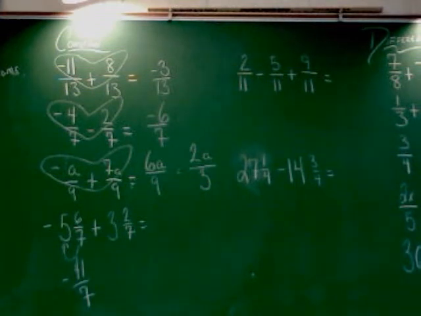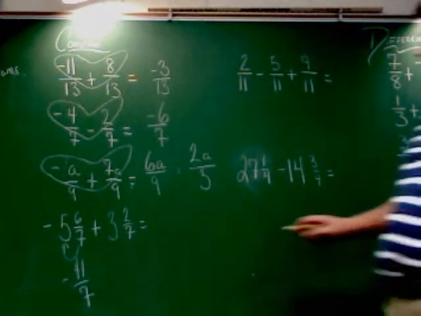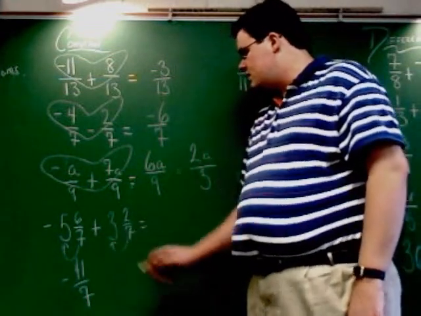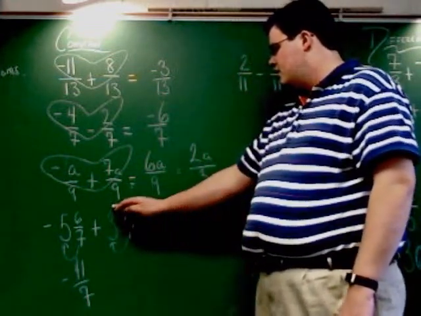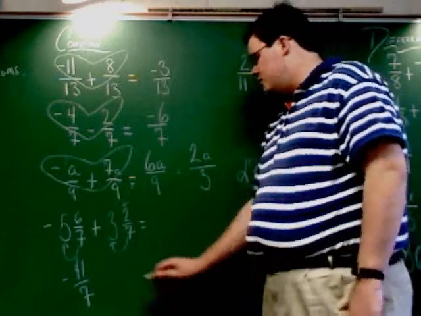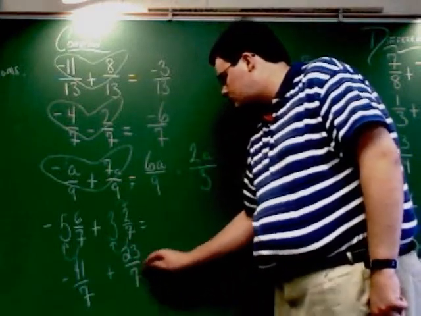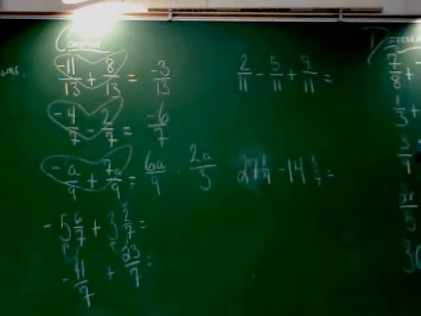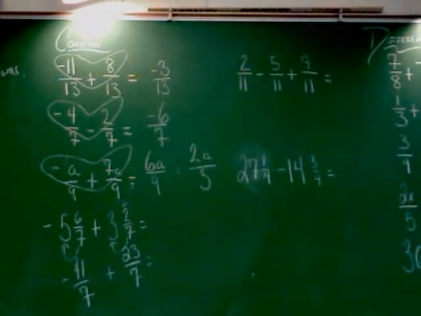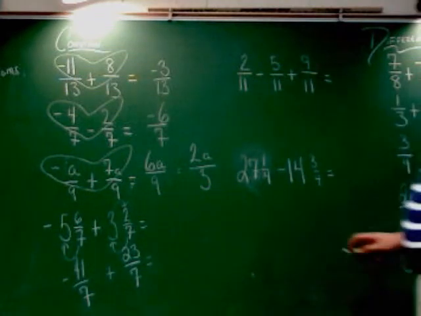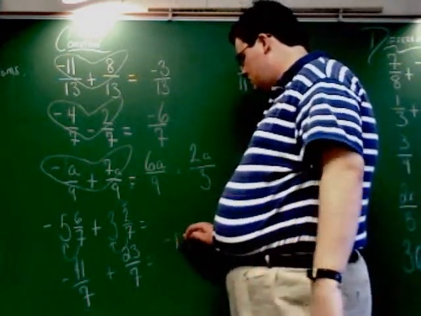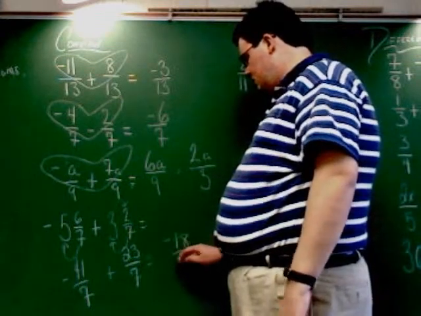As far as 3 2/7 goes, I'm going to do 7 times 3, which is 21. And then I add that 2 in, which is 23. And I've got 23/7. Negative 41/7 now plus 23/7. That's something we can deal with. Negative 41 plus 23 is going to give me negative 18 over 7.